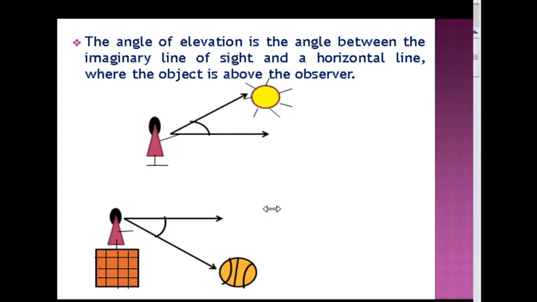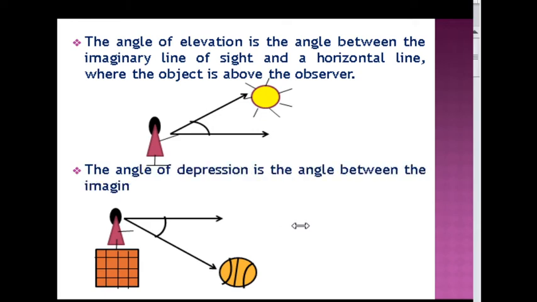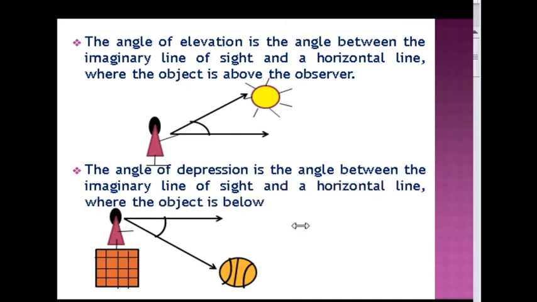What is an angle of depression? The angle of depression is the angle between the imaginary line of sight and a horizontal line where the object is below the observer. So as you can see here, the observer is on top of this object, and take note, the ball is actually the object here, which is just below the observer. Now let's have an illustrative example.